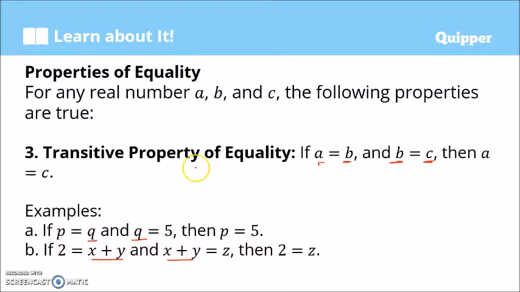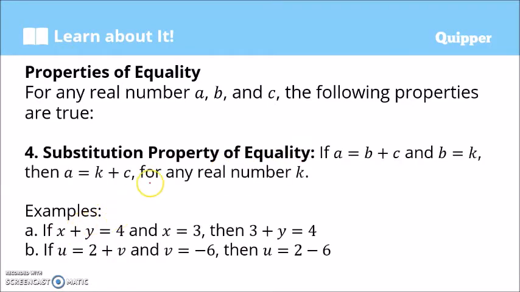That's transitive property of equality. Next one, we have the substitution property of equality. Ito, kailangan natin siya in solving linear equation and also in evaluating algebraic expression. So, substitution property of equality. So, we have if A equals B plus C and B equals K, then A equals K plus C for any real number K. Ano ba yan?